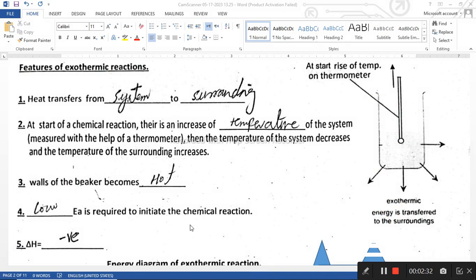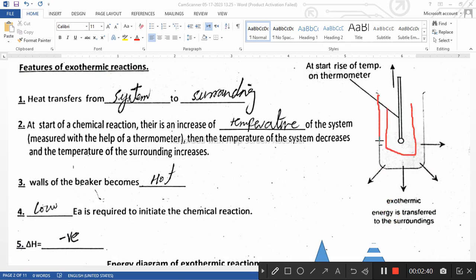Walls of the beaker become hot. Okay, when this system releases energy, these walls become hot. Okay, number 4, low EA is required to initiate chemical reaction. EA means activation energy. Okay, activation energy.